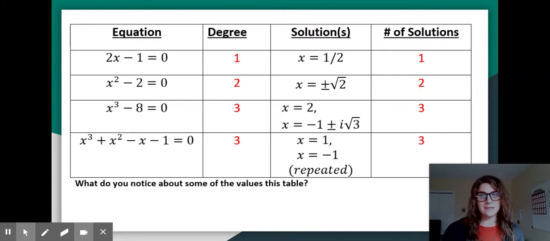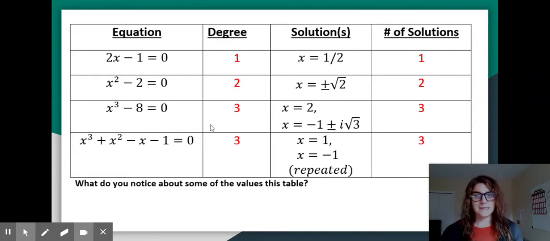So in this, we noticed we had a degree of 1. We have a linear equation. We found its solution, and there's only 1. We had x squared minus 2. That's a quadratic, a degree of 2. We have a plus minus radical 2. That's 2 solutions, 1 positive, 1 negative.